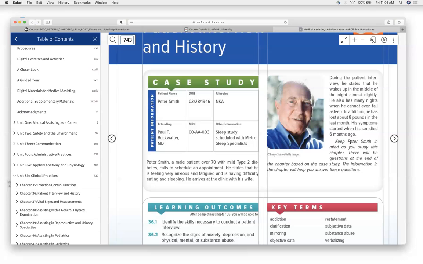Then he stated all of this started 6 months ago upon the death of his son. So Mr. Smith could be in bereavement. Bereavement is when the patient is going to have all the signs and symptoms of major depressive disorder, but for a year after the death of a significant other or a significant loved one.